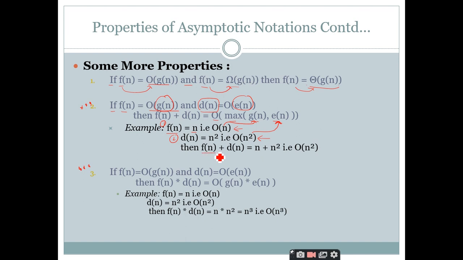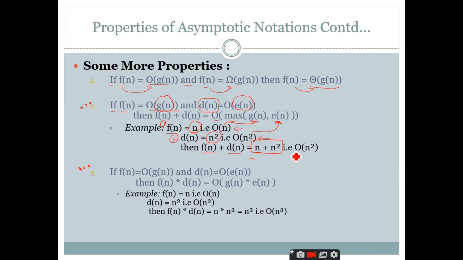So if I combine these two functions f of n and d of n, what is f of n? It is n. What is d of n? N square. So this becomes n plus n square. What is the ultimate time complexity of this n plus n square?